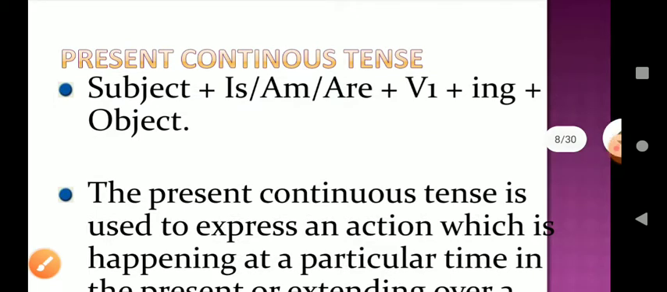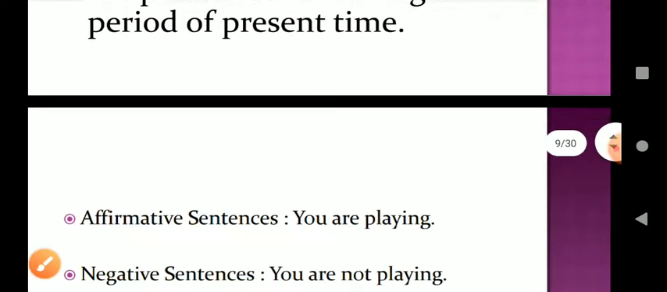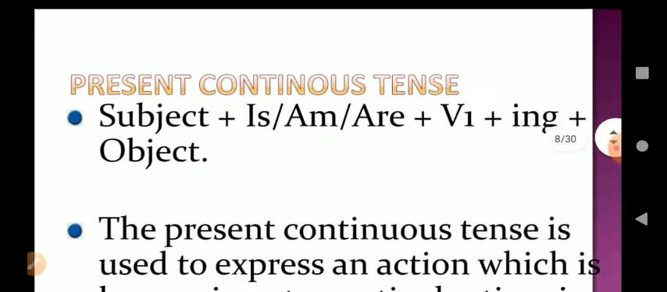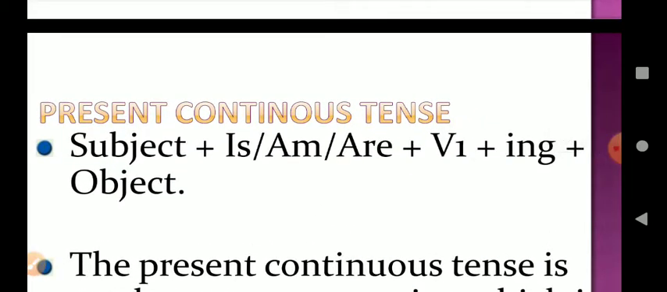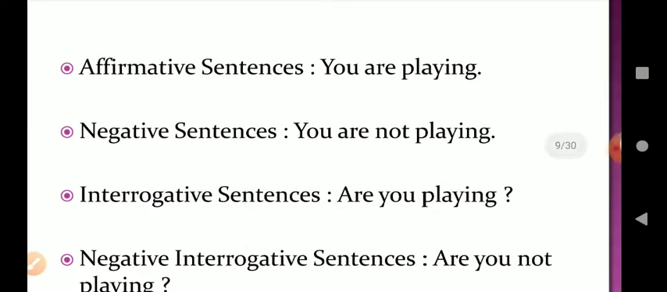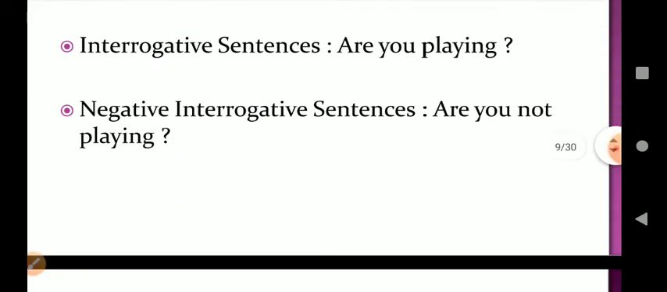You can also write subject plus is/am/are plus v4 plus object, instead of v1 plus ing. Example, I said that I am speaking. You can use is also, like he is playing at the moment, we are talking in the bus. So these are some examples. Now again, how to make different kinds of sentences in present continuous tense: first affirmative, you are playing; negative, you are not playing; interrogative, are you playing; and negative interrogative, are you not playing.